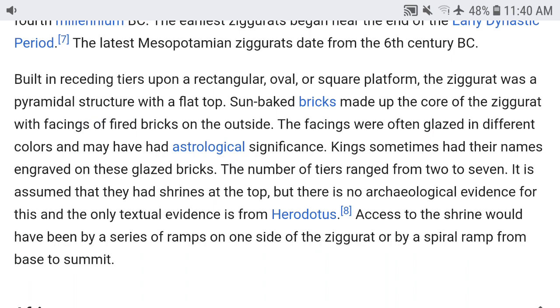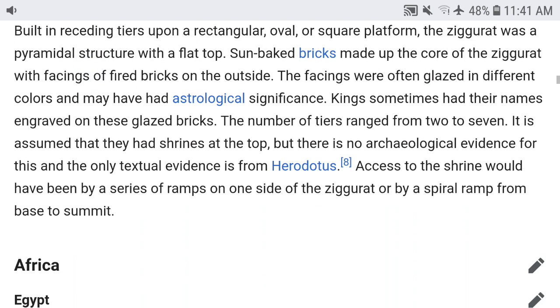Okay, so can you actually call that a pyramid then? Because we know that a pyramid always has a vertex at the top, at the peak. But since the top is flat, can you actually call this a pyramid or not? Like, consider this a cuboid or cylinder or something like that. I don't know, but we'll consider it a pyramidal structure, I guess. Sun-baked bricks made up the core of the ziggurat with a facing of fired bricks on the outside. Okay, so that's the material.